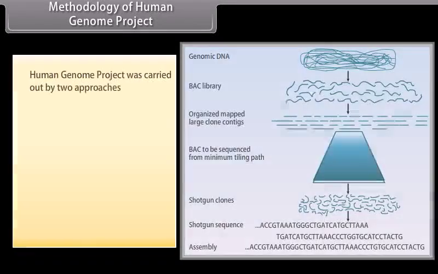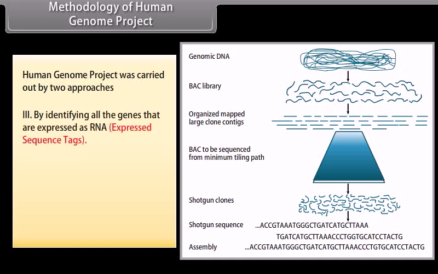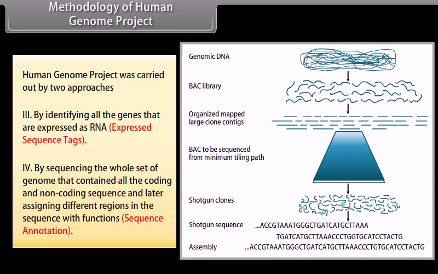Methodology of Human Genome Project. The Human Genome Project was carried out by two approaches. By identifying all the genes that are expressed as RNA, expressed sequence tags, and by sequencing the whole set of genome that contained all the coding and non-coding sequences and later assigning different regions in the sequence with functions, sequence annotation.